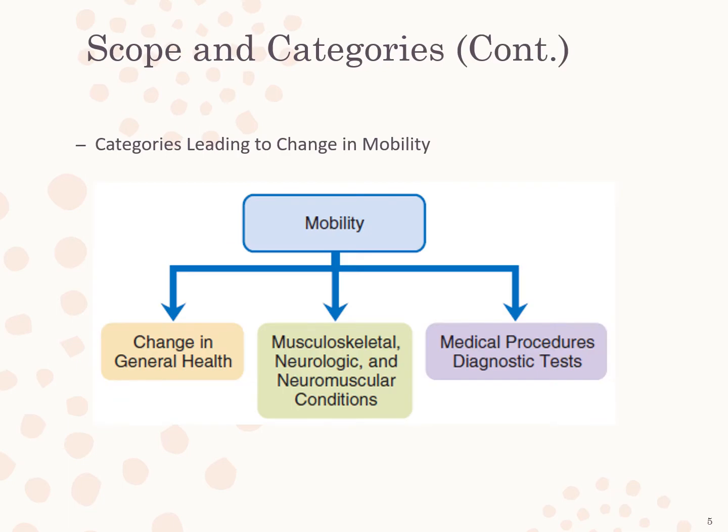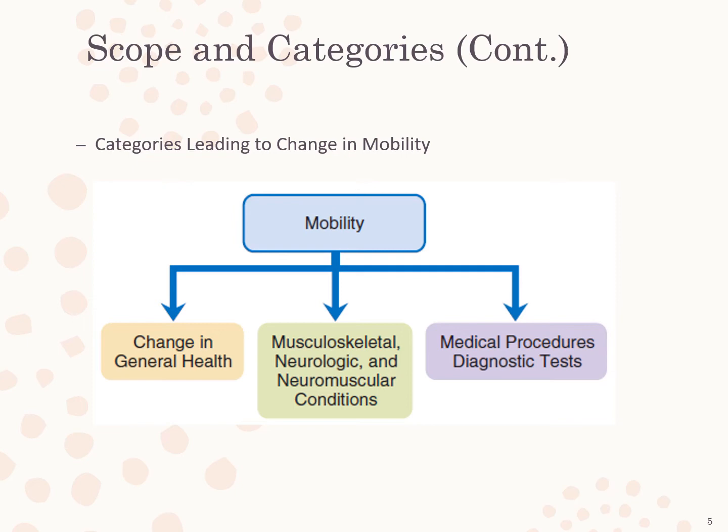Variations in mobility are seen among individuals across the lifespan with multiple causative factors and a wide range of degree of impact and duration. Changes in mobility can be temporary, long-term, or permanent and are influenced by general health status, with specific conditions associated with neurologic or musculoskeletal system. Restrictions in mobility may also be indicated following a medical procedure or diagnostic test. An individual's general health status has significant influence on mobility.